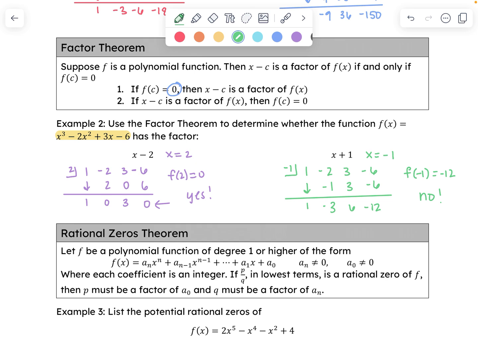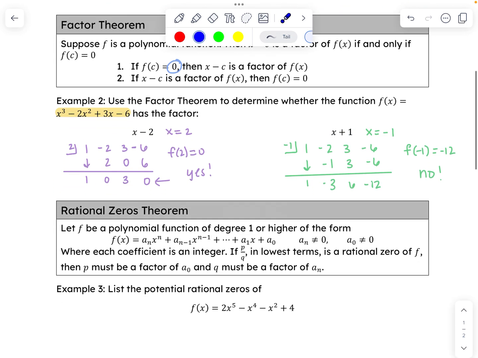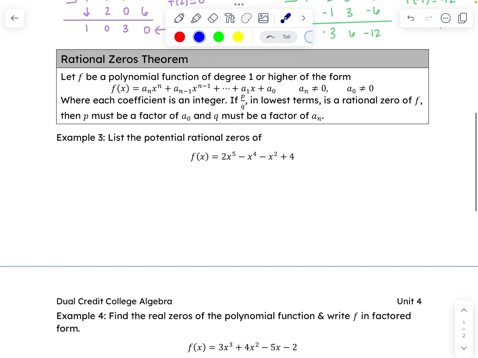So you can find if they're factors by using your synthetic division. But the next question is, well, how do I know what numbers to use for synthetic division if it's not like example 1 and example 2 where it says use these? Like it gave us very specifically x minus 2 and x plus 4 in example 1 up here. And it gave us very specifically x minus 2 and x plus 1 in example 2. So that's where our rational zeros theorem comes in.